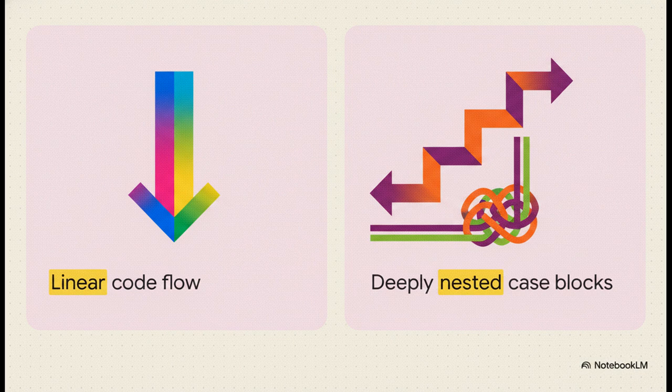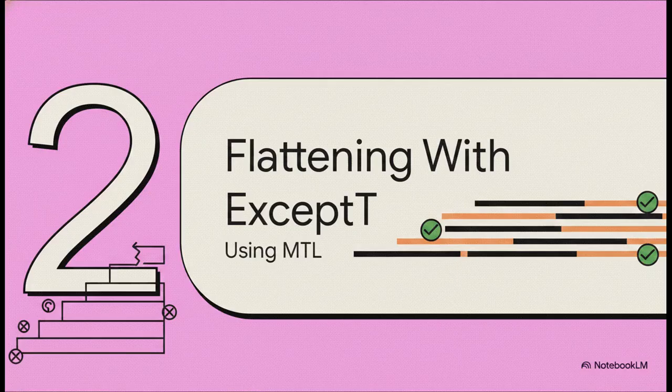Ideally, we all want a clean, linear flow for our code. But instead, every single time we check if a step succeeded or failed, the success path pushes the core logic deeper and deeper into indentation. It's basically a visual representation of cognitive load. You end up spending way more time tracking your brackets and your indentation levels than actually understanding what the program does. Which brings us to section 2, flattening with ExceptT.